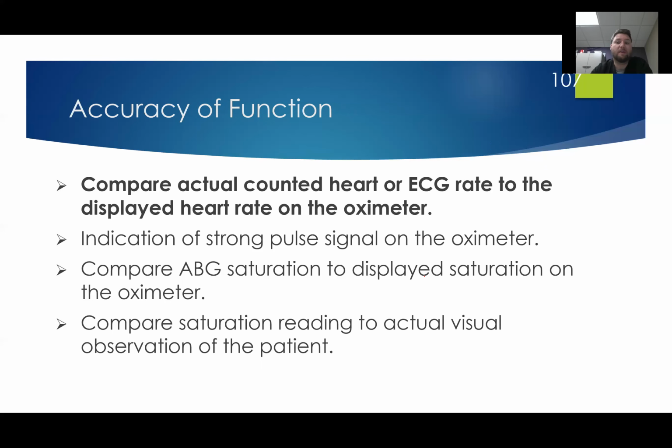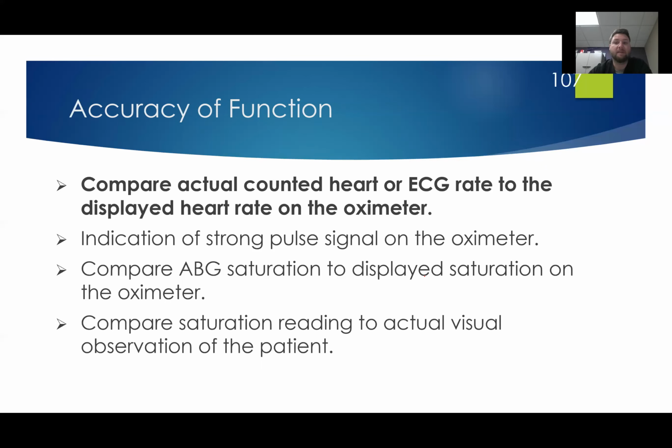And then also compare your visual assessment of the patient to the pulse ox. So if you look at a patient and it says their saturation is like 98%, but they are breathing heavy and they have visible cyanosis, you know that's not correct. So don't go by that measurement.